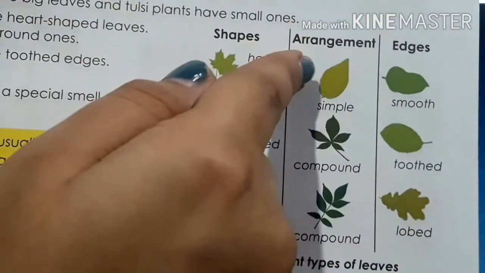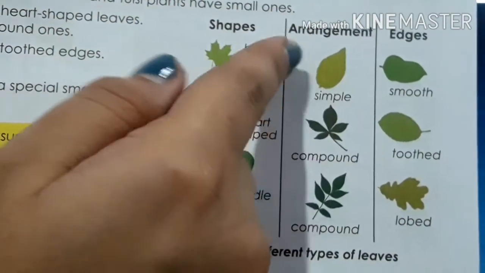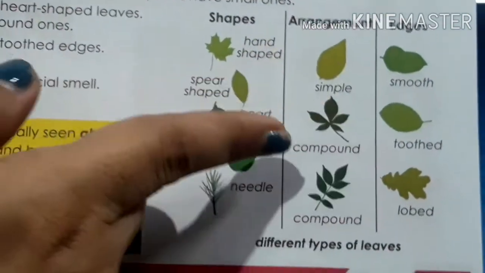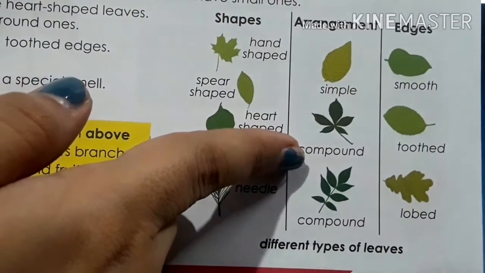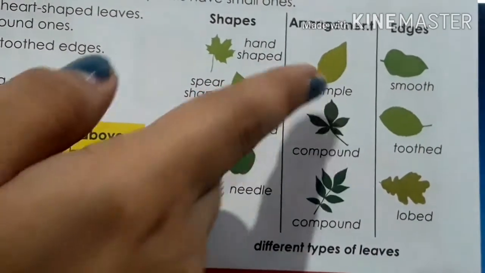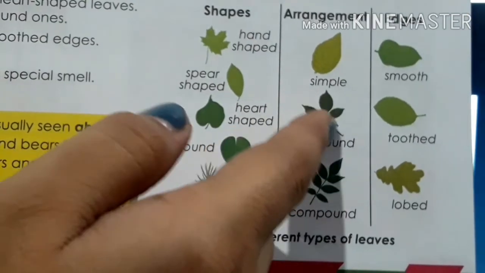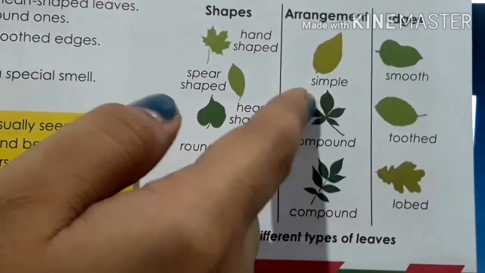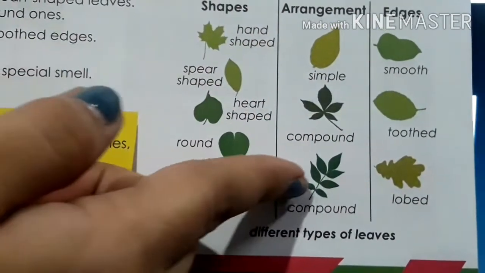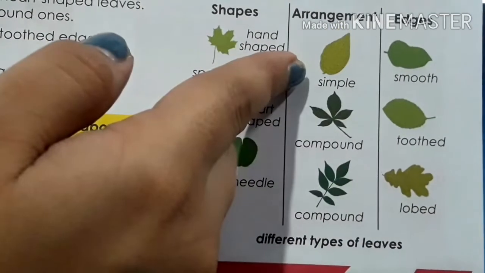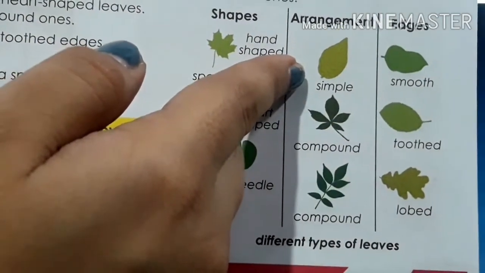They are arranged in different ways in different plants. Some are simple and some are compound. In compound, children, you can see in a stem there are many leaves, but in simple this is not the case. Okay?